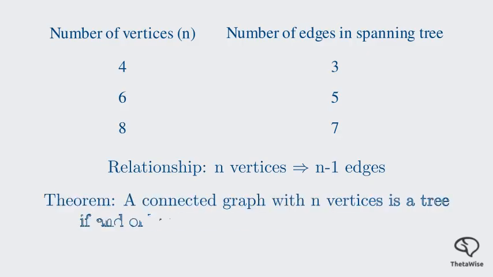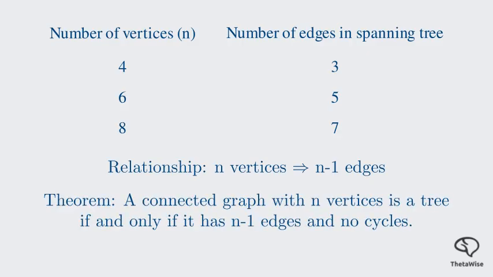This property is a hallmark of all trees. A connected graph with n vertices is a tree if and only if it has n-1 edges and no cycles. This is a very important theorem to remember.